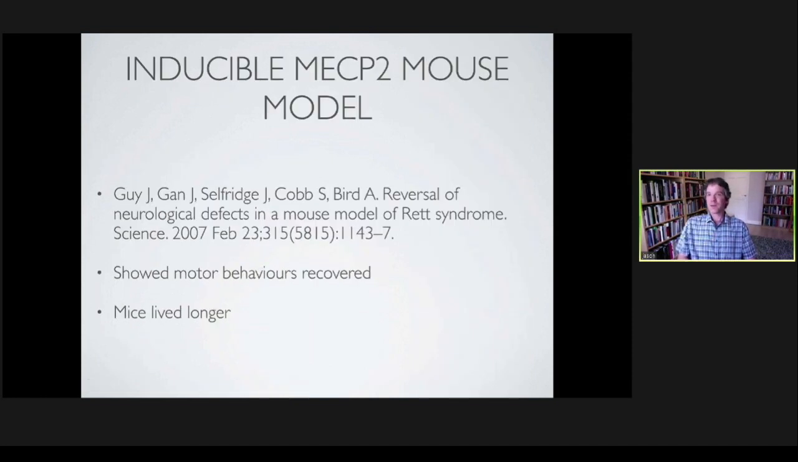In a further example, in terms of treatment effects, we can look at a genetic model of rescue of Rett syndrome. So in this example here, this is a replication of a study that was done by Adrian Bird's group in Edinburgh, where they looked at the reversal of neurological defects in a mouse model of Rett syndrome, so Rett syndrome being caused by MECP2. And they showed that motor behaviors were recovered and mice lived longer.